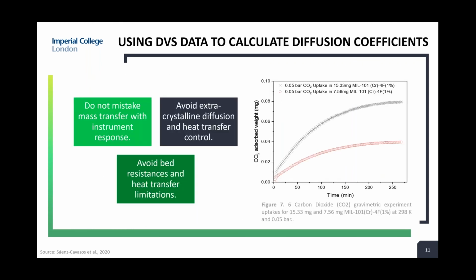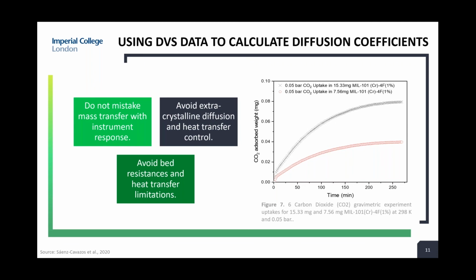So then we use the DVS data. We can also use the DVS data to calculate the diffusion coefficients. However, because we are using a gravimetric instrument, we need to be very careful in order not to make mistakes. So that's why, during the adsorption and desorption experiments, specific instrument settings were selected in order to minimize heat transfer and external mass transfer resistances.